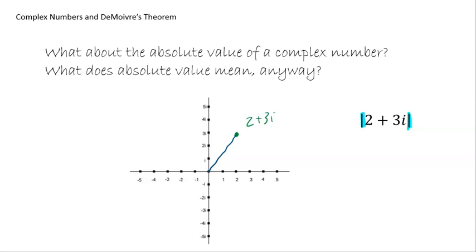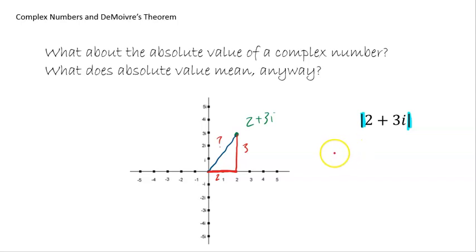Well, let's think about it this way. It's still going to be the same idea. We do know how far this is, right? That's 3 long. If that's 3 and that's 2, right? From 0 to 2 is 2. From 0 up to 3 is 3. Can we find out how long this is? You better believe it. Pythagorean theorem, right?